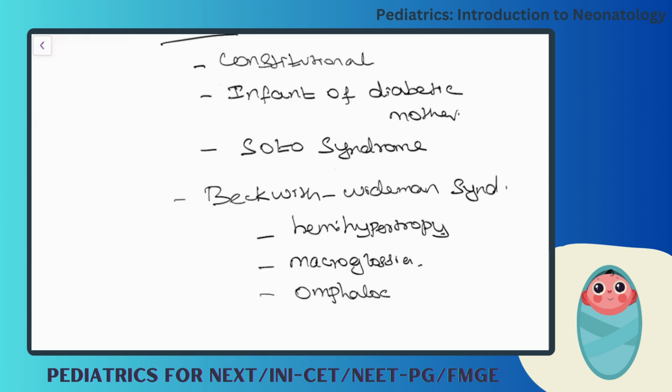Omphalocele. What is omphalocele? A protrusion of the small intestine with a cavity. In an image-based question, it will come. So the intestine, the abdominal contents, will be protruded with a cavity. The cavity will be there, that's very important. So hemihypertrophy, by the name itself, one half of the body will be small and the other half will be larger.